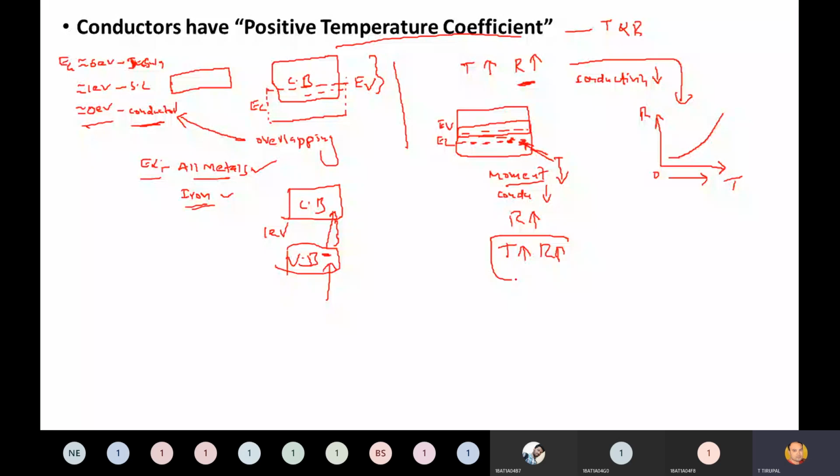Because there is no space here. One of the important points is there is no space here, whereas in a semiconductor space is present, so they can jump from one point to another. But here there is no space. They will collide with one another. So the movement of the charged particles is very little. Due to that vibration pattern, conductivity decreases, resistance increases, and this is the relation of conductors. Temperature increases, resistance increases. So all conductors possess positive temperature coefficients.